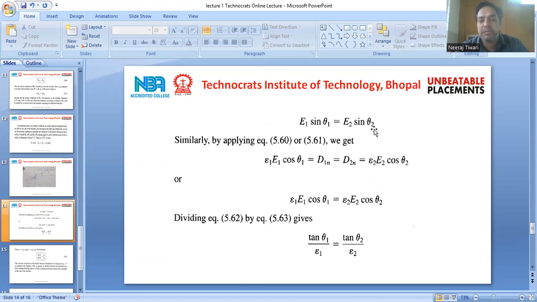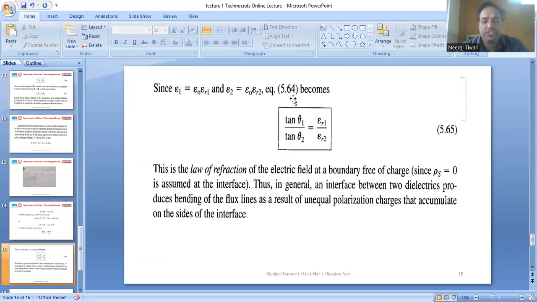If you divide equation number 1 by 2, then you will get tan theta 1 upon epsilon 1 equals tan theta 2 upon epsilon 2. So if you simplify, tan theta 1 upon tan theta 2 equals epsilon 1 upon epsilon 2. This is what I am talking about: tan theta 1 upon tan theta 2 equals epsilon r1 upon epsilon r2.